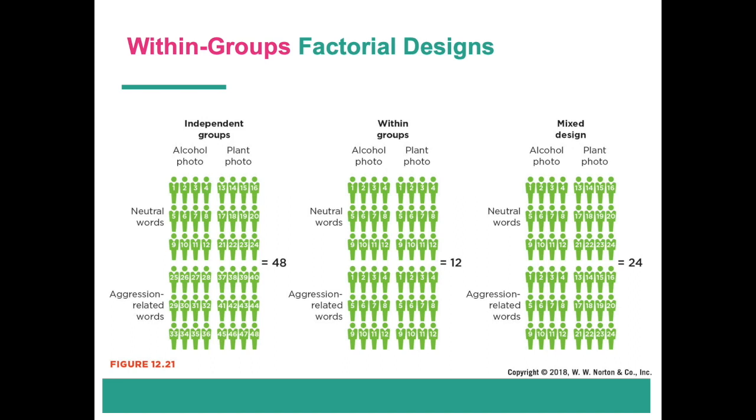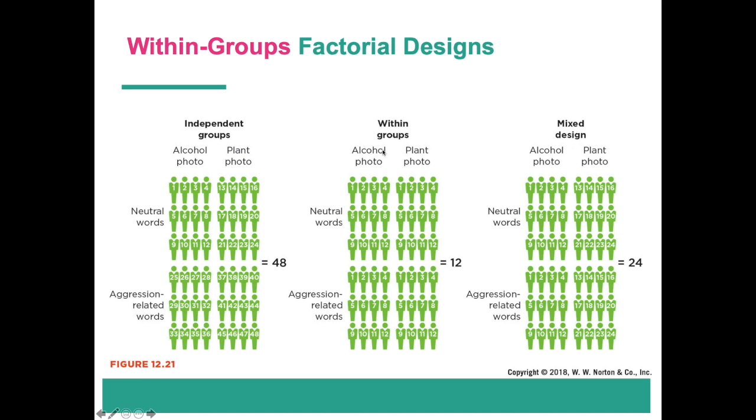On the other hand, you can have within groups factorial designs and mixed designs. So the independent groups looks like this. So you have person 1 through 12 in the alcohol, photo, and neutral words. Then you have a completely different group, 13 through 24 for plant, photo, and neutral words. 25 through 36 for aggression-related words, and then 37 through 48 for plant, photo, and aggression-related words. So total, you need 48 individuals to do this design.